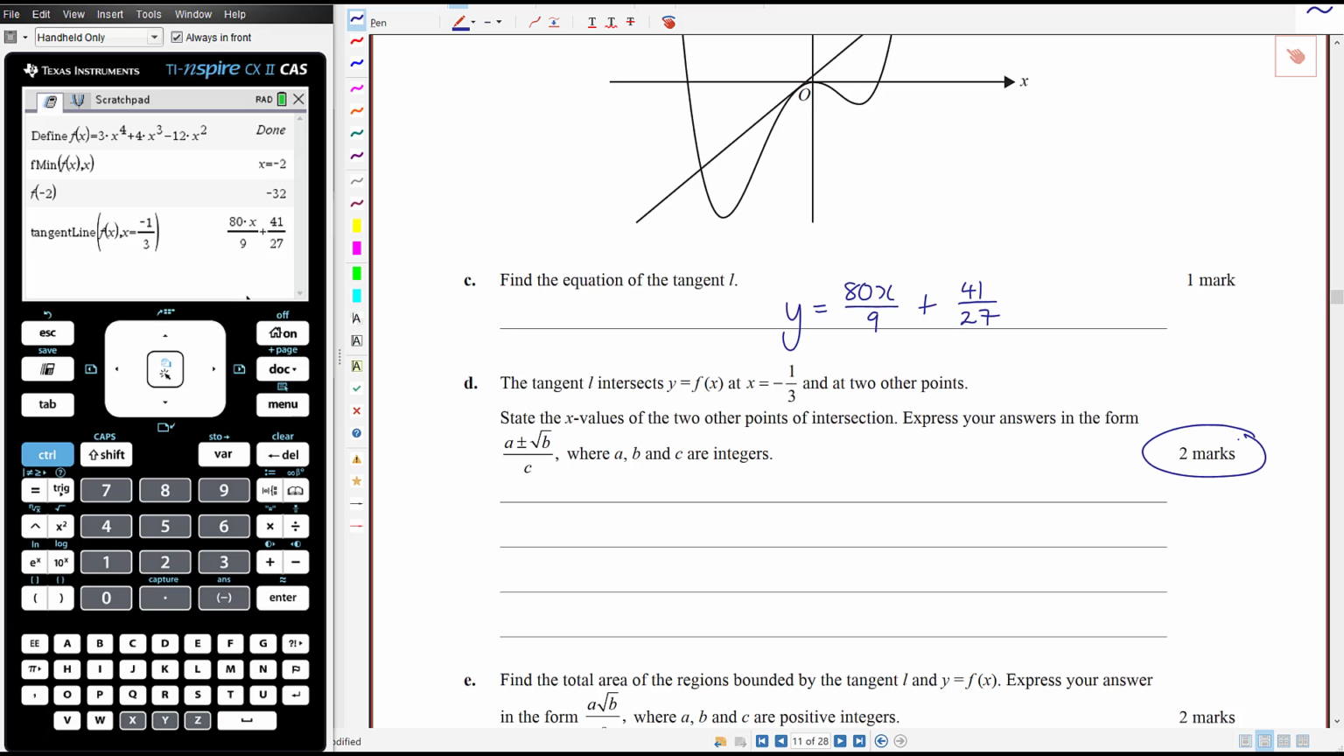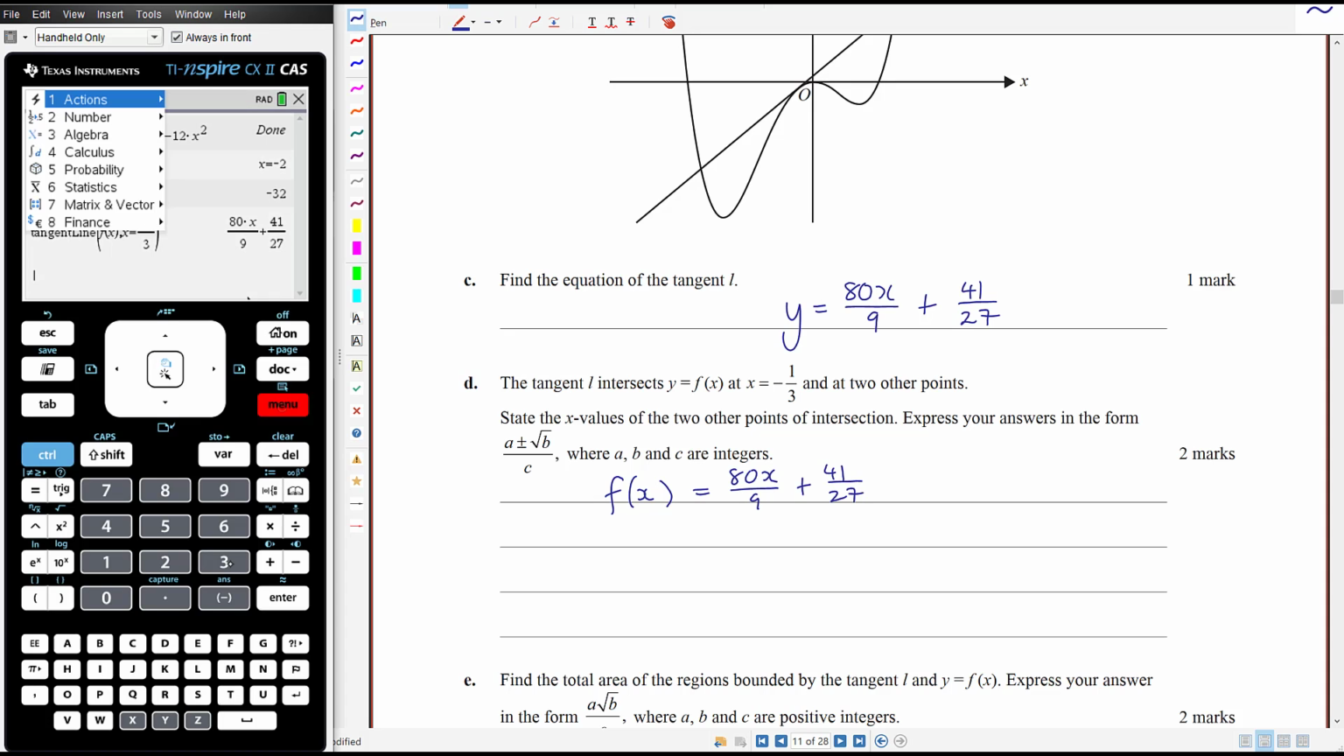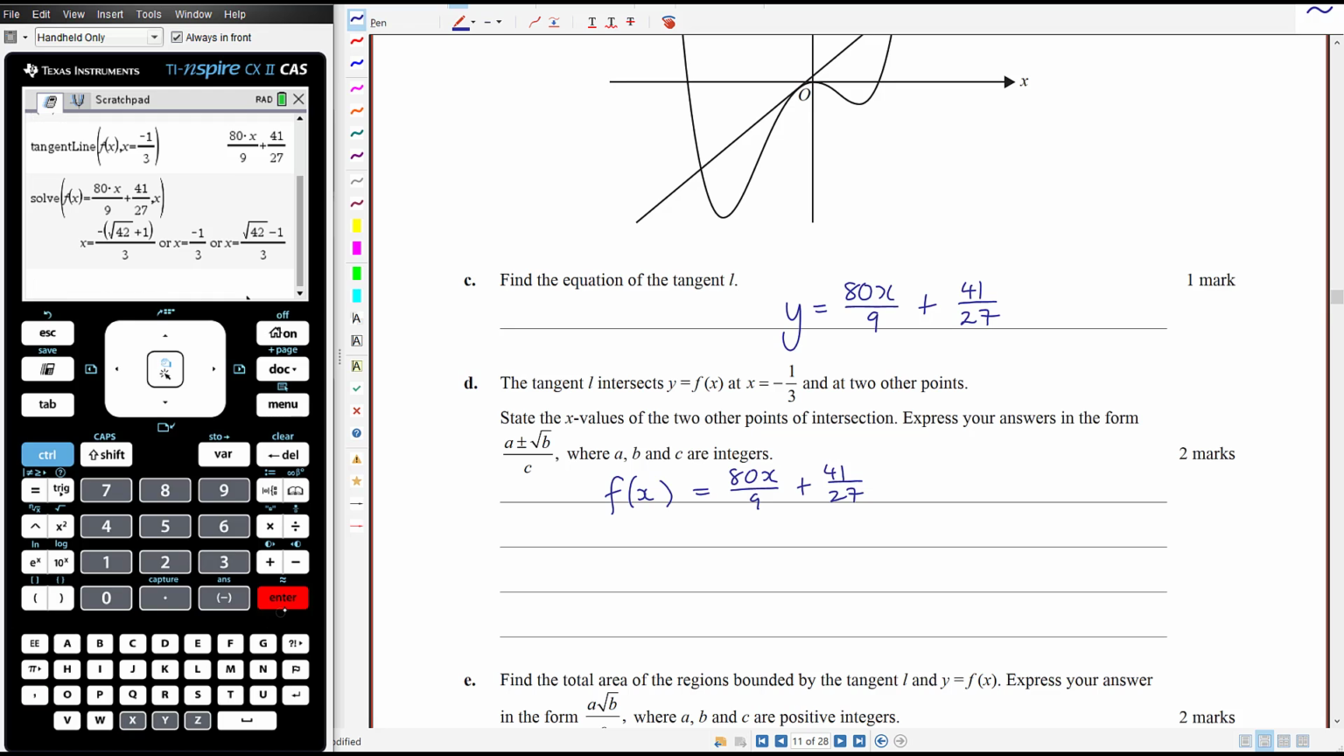I doubt that the 2 marks are for the 2 points. I think the 2 marks would be for some process, which is solving an equation, and the equation I need to get my CAS to solve is f of x equals 80x on 9 plus 41 on 27. So I'm going to be solving f of x equals this up here.